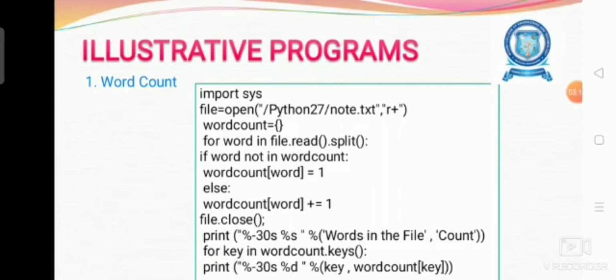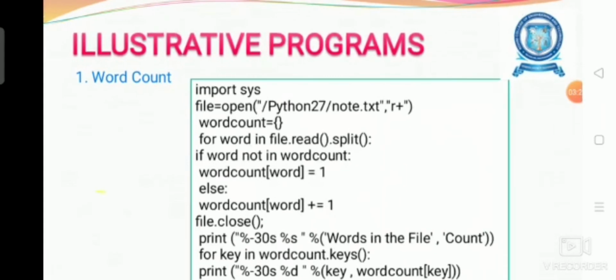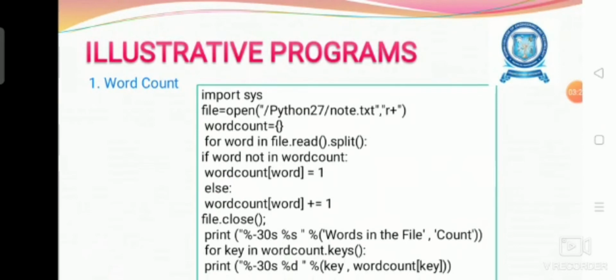So during each execution of the for loop, a single word will be retrieved into the variable word. During the first iteration of the for loop, the first word will be taken from the file. Words will be split by the split method, isn't it? The first word will be present in the variable word.